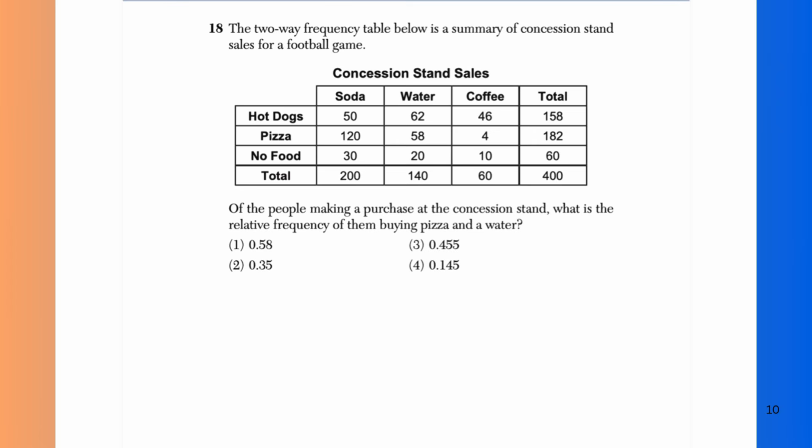Number 18, the two-way frequency table below is a summary of concession stand sales for a football game. Of the people making a purchase at the concession stand, what is the relative frequency of them buying pizza and a water? When you look at a two-way frequency table problem, that word of is kind of your key word because it's going to tell you what's going to go in the denominator of your fraction. So they're telling us that the total they want us to look at is people making a purchase at the concession stand.